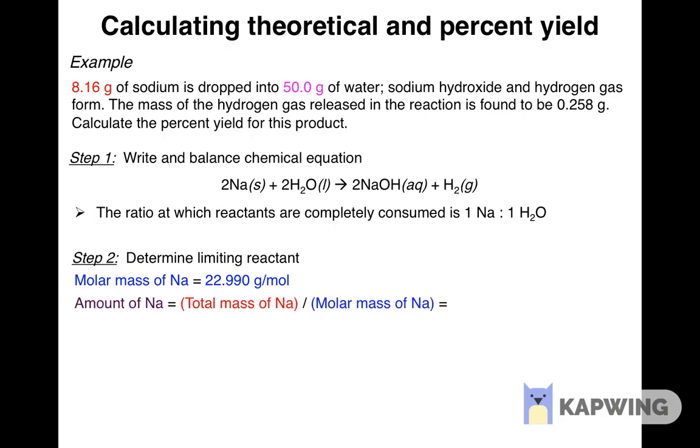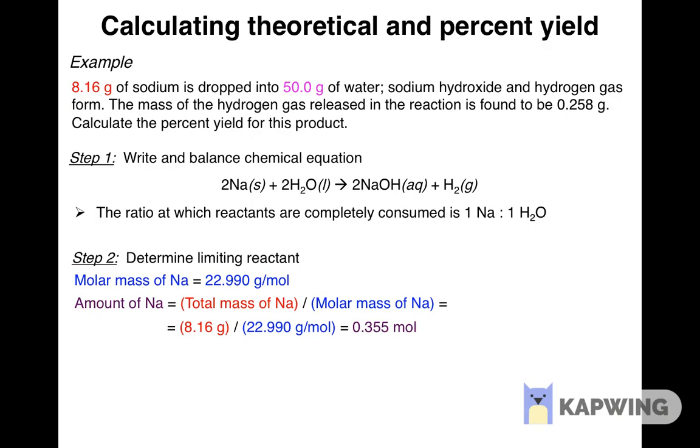Dividing 18.16 grams by 22.990 grams per mole, we find that the amount of sodium is 0.355 moles, where we have taken the correct number of significant digits.